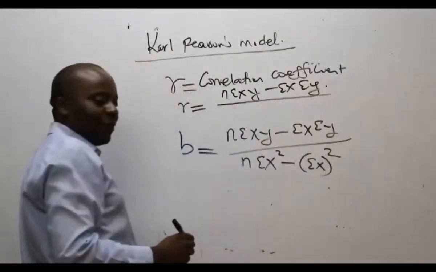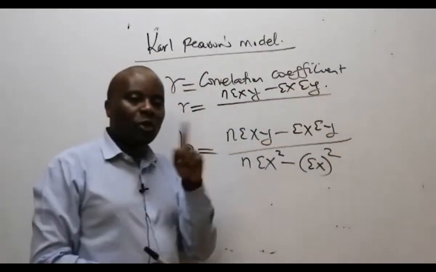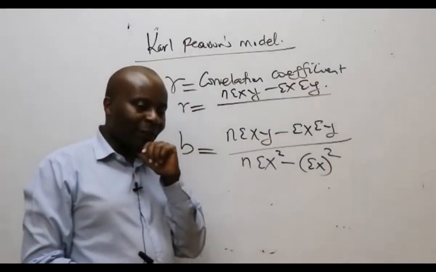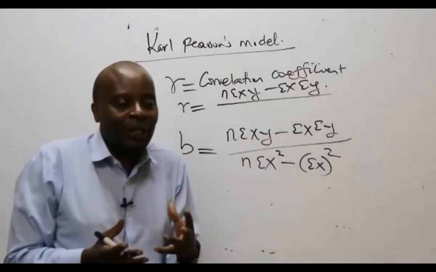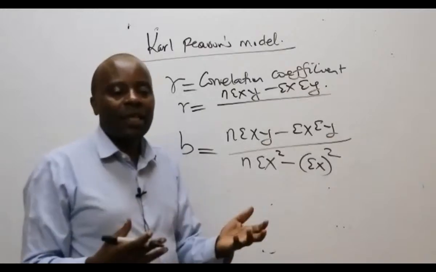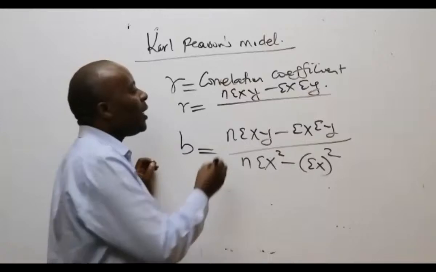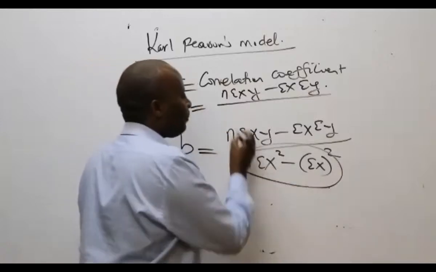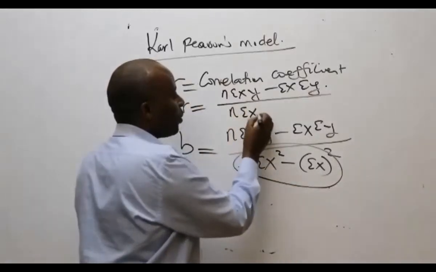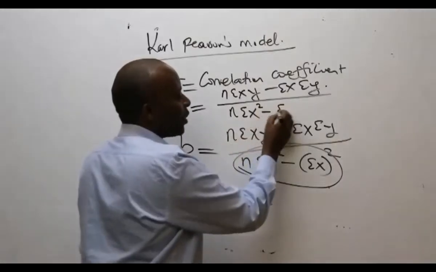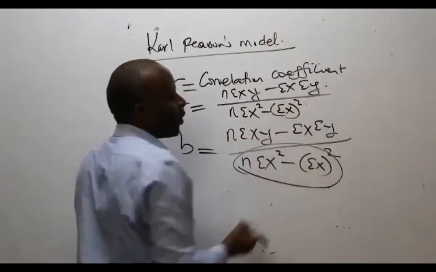Now, the moment I've taken care of the numerator, there is also something I know about the denominator. There is also a relationship about the denominators. If I understand this, I've understood the entire thing. So for the denominator, what I need to do is to copy this. So it is n summation of x squared minus summation of x, squared like that.